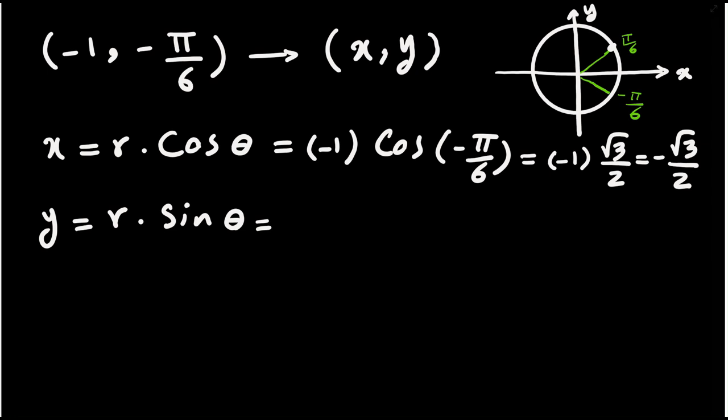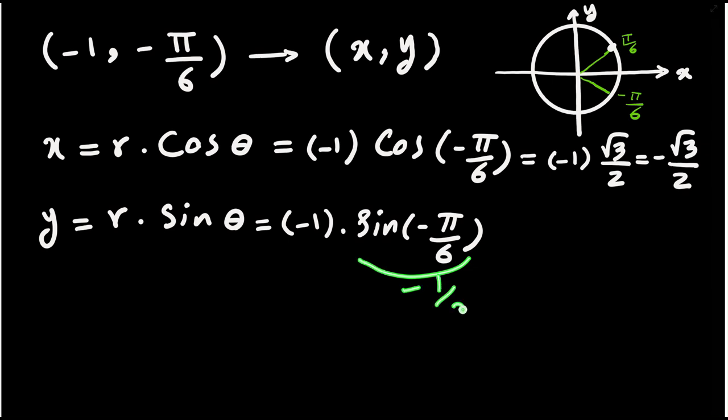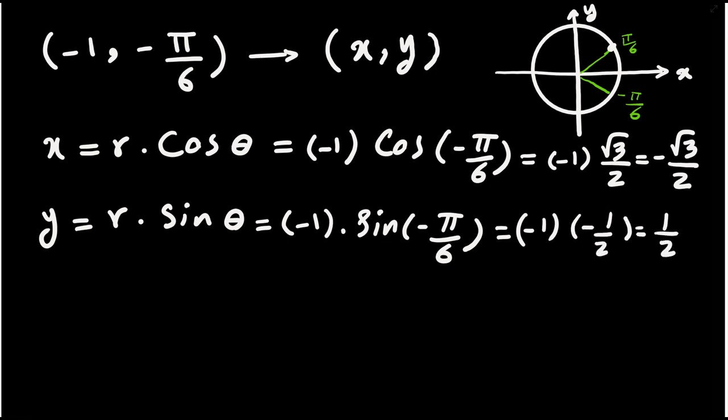Then to calculate y, we have r times sine of negative pi over 6. What we know about sine of pi over 6 and sine of negative pi over 6? Sine of pi over 6 is positive 1 half. But sine of negative pi over 6 is negative of sine of pi over 6. So it's negative 1 half. So we have negative 1 times negative 1/2, it's positive 1/2.